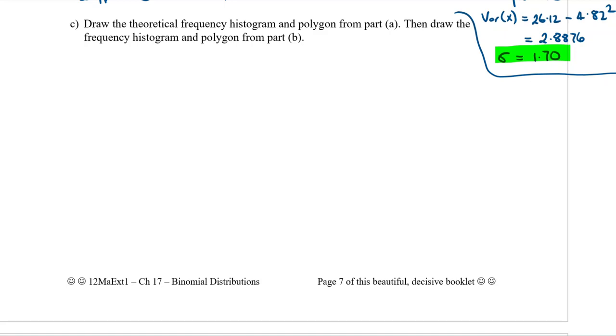Okay, this is taking a long time, let's keep going. We've still got more questions to do. Part C, draw, we now want to graph it. Remember, we want the graphs of these. Draw the theoretical histogram and polygon for part A, and then draw the one from part B, the experimental one.